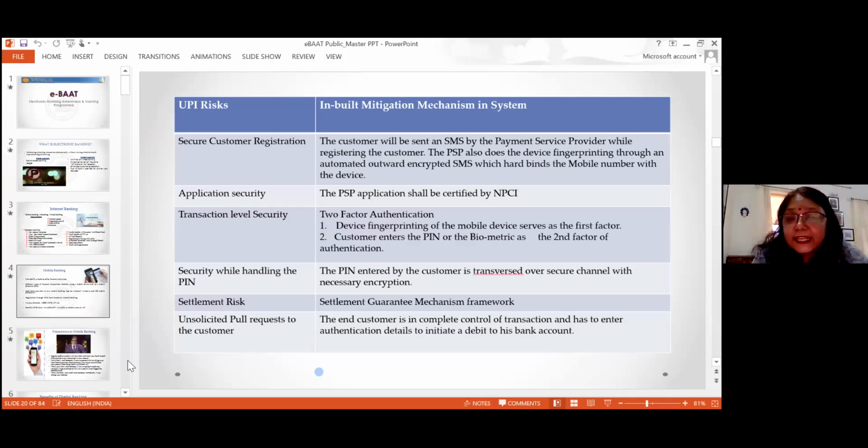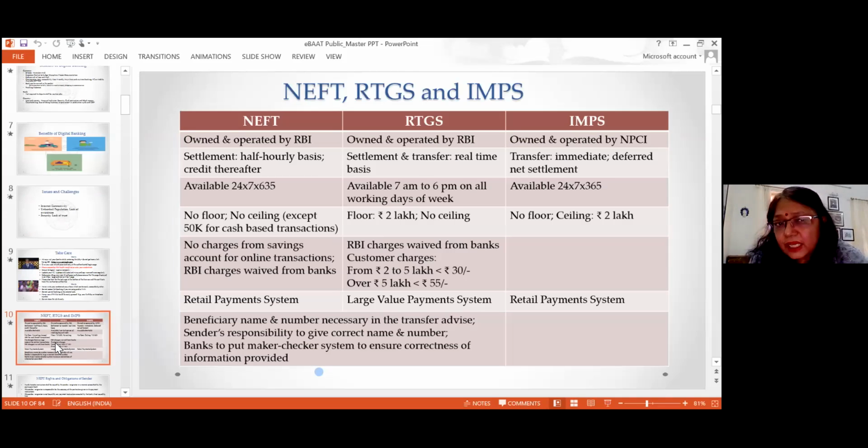So NEFT and RTGS are what we call wholesale payments. IMPS is a retail payment. RTGS, in every jurisdiction, is operated by the central bank. Why? Because RTGS is for interbank settlement, like between SBI and ICICI. It has to happen in the books of the central bank, so we do it.